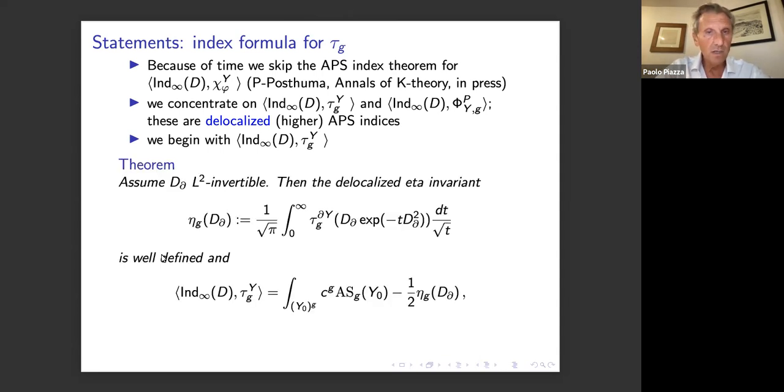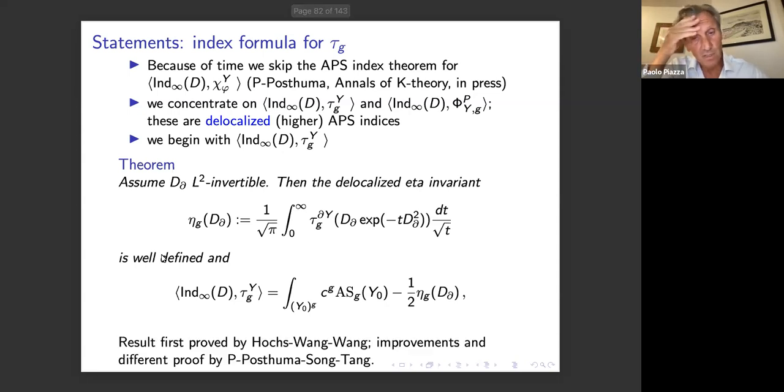So this is the theorem. Assume that this is an L2 invertible operator. Then the delocalized eta invariant is well defined, and this formula holds. This is the same formula as in Hochs and Wang, but with this eta invariant entering into the picture. As I said, this is proved by Hochs, Wang, and Wang, but we gave a different proof that I will talk about later. We also improve on the hypothesis, because they have to assume that G over the center is compact, whereas we don't have to assume that.